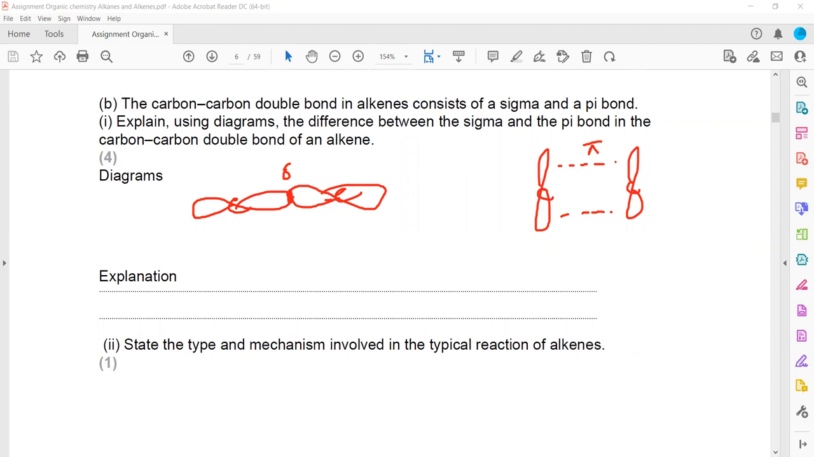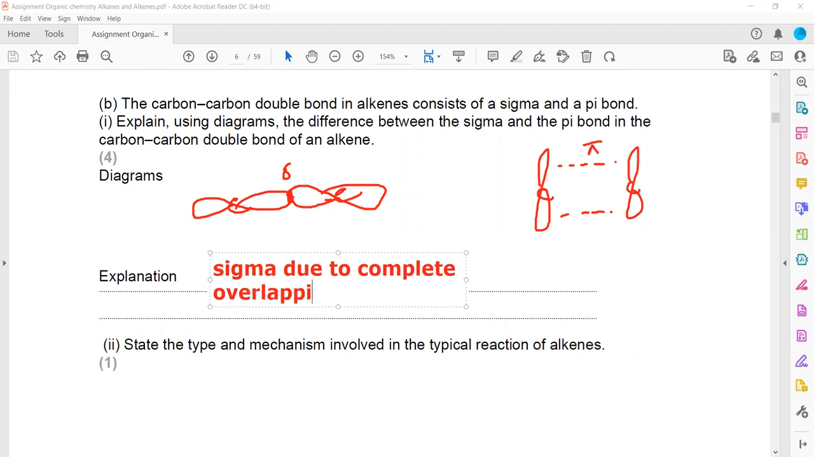So for the sigma bond, we mention that it is due to complete overlapping, and the pi bond is due to partial overlapping.